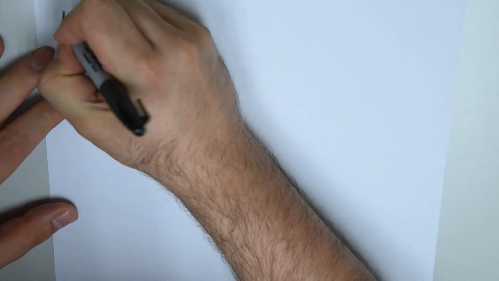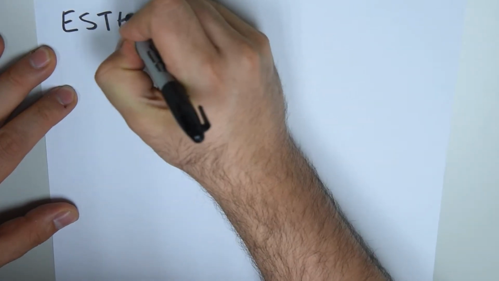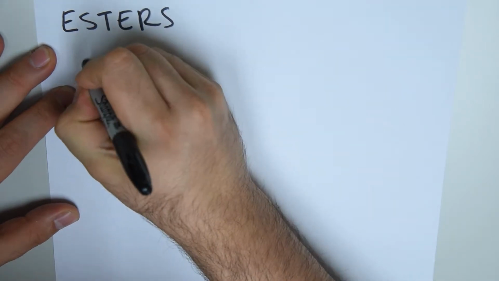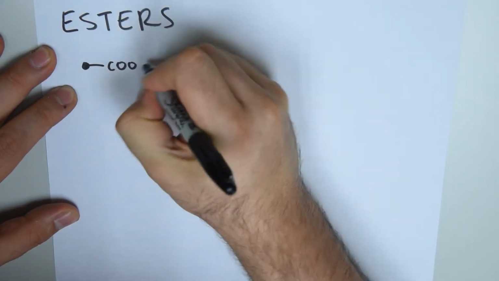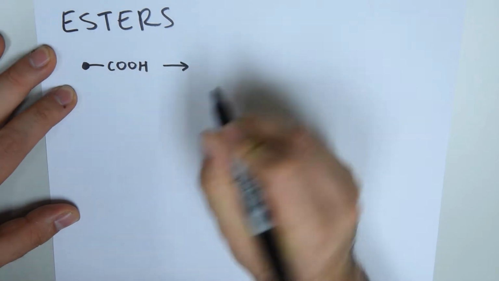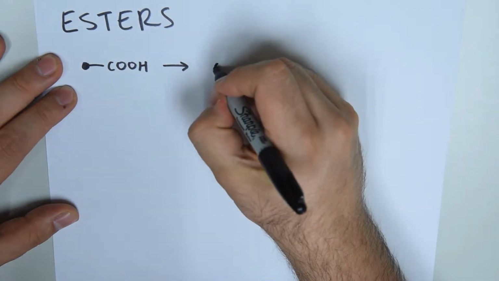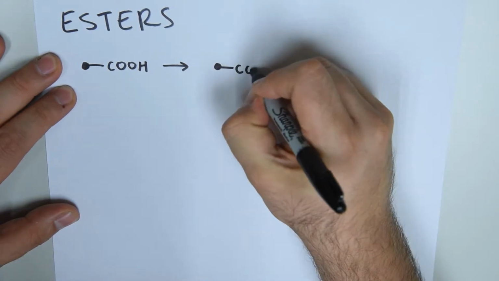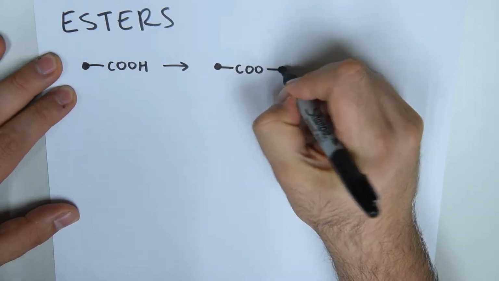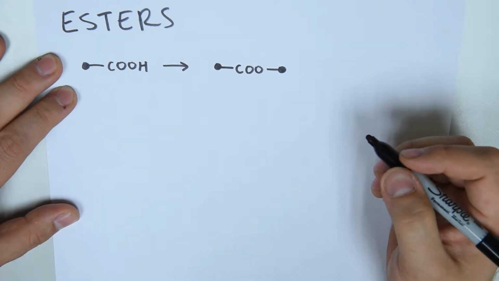This next video is on esters. Esters are derivatives of the carboxylic acid group. However, the main change is that we're removing the hydrogen atom, and once we remove this hydrogen atom, then oxygen is going to want to bond to something else. Therefore, esters also appear in the middle of chains.